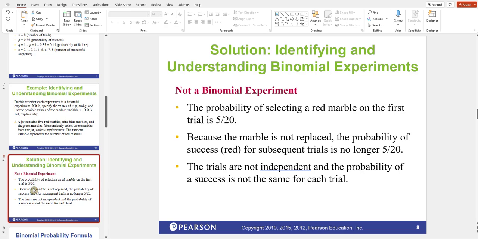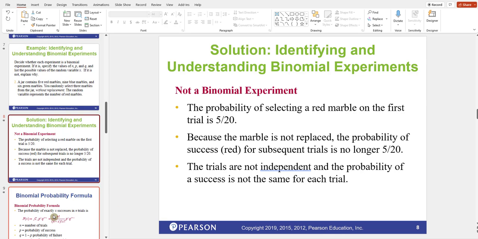But once you put that red marble aside, you don't have the same number of marbles in the jar. Now you're down to 19. So the probability of getting a red one is no longer 5 out of 20 because you took a marble out. So the probability of success changes. Therefore, the trials are not independent because the trials are dependent on each other without replacement. So the trials are not independent and the probability of success is not the same for each trial.